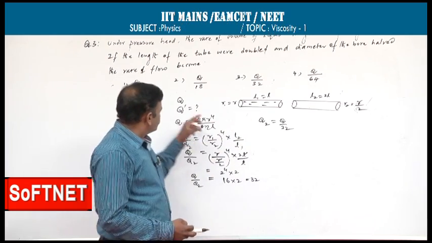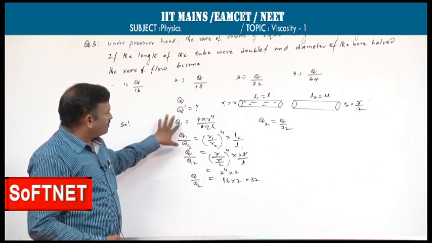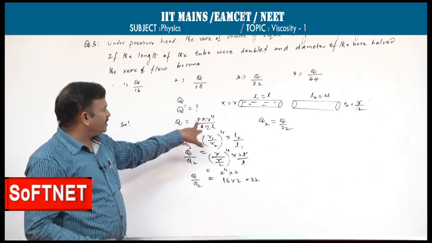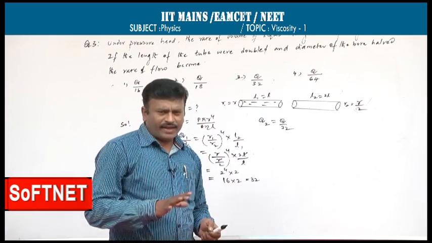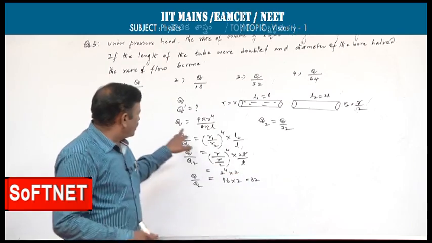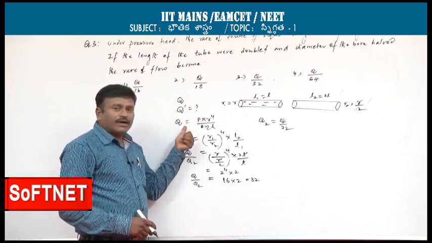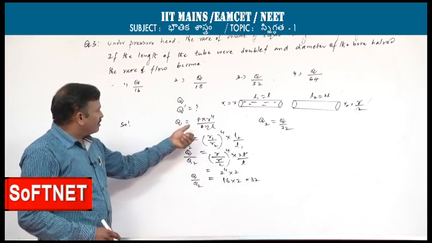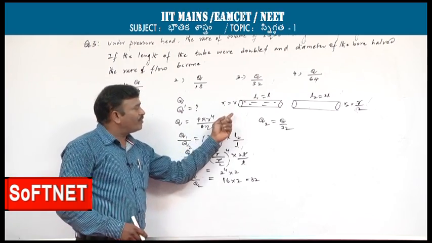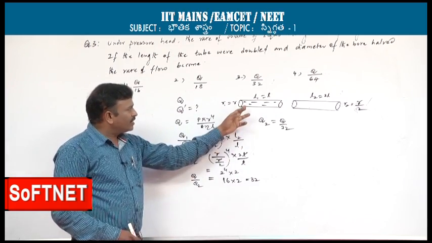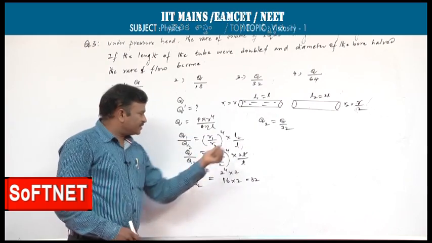Let us see. We know the volume rate of the liquid through a cross section of a pipe is P pi R to the power of 4 by 8 eta L. Here we will write the formula for the volume rate of flow for different cases, like these two cases.